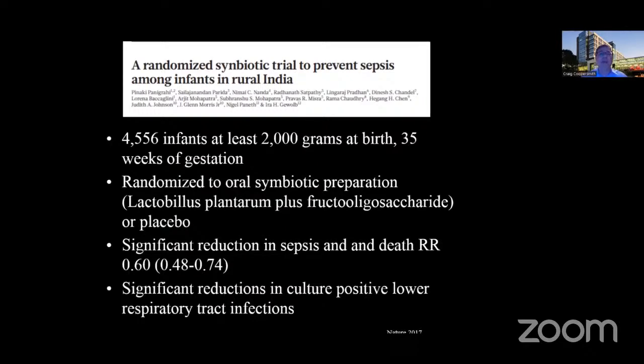And there was a markedly significant reduction in sepsis and risk of death. As you see, 0.6, not crossing the midline for the confidence interval, 0.5 to 0.74, and significant reductions in culture-positive lower respiratory tract infections. Now, it's important to mention that these are neonates, and the microbiome and the immune system are remarkably different in neonates than they are in adults.